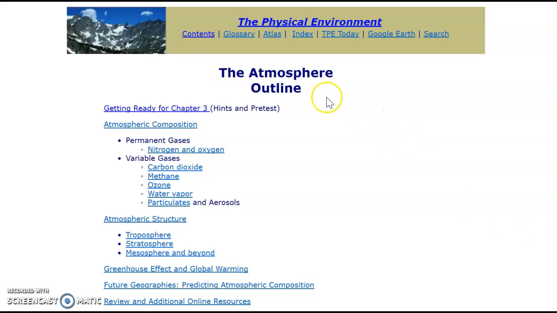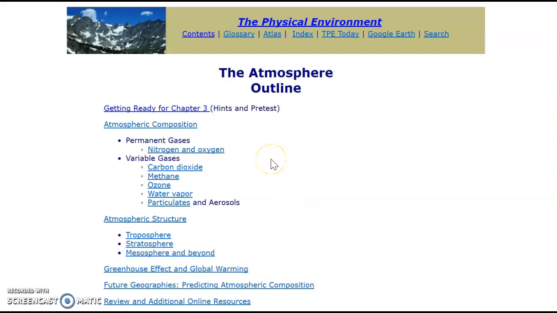If you take a look here, this is the pretest, just to help you gauge your own knowledge on how much you know slash remember about the atmosphere unit. So the first thing, well, two or three main things I'm going to talk to you about are the gases, the structure, and then just briefly touch on the greenhouse effect and air pollution.